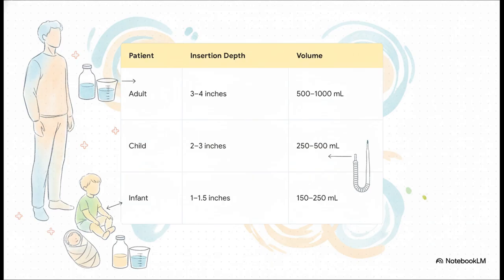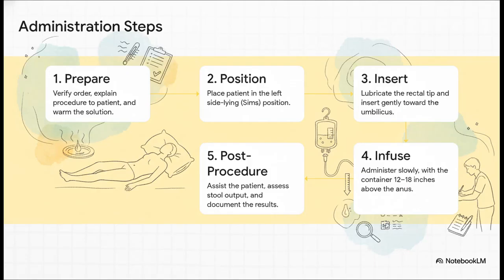The administration is totally different based on the patient's age. For an adult, you're going to insert the tip about 3 to 4 inches. But for a child, or especially an infant, that depth is much shallower, and the amount of fluid is way less. You have to know these differences to prevent injury and fluid overload. So let's just walk through the process.